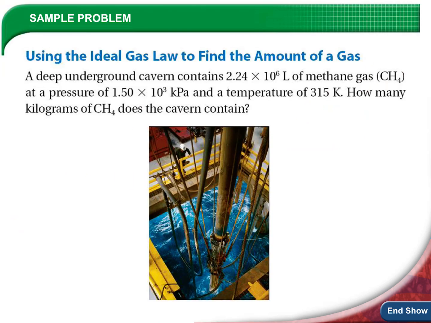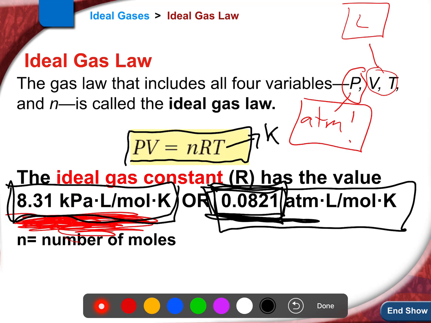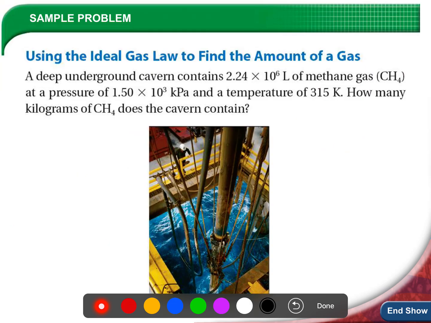So here is a typical question. A deep underground cavern has 2.24 million liters of methane, a pressure of 1.5 times 10 to the 3rd kilopascals, and a temperature of 315. How many kilograms does the cavern contain? Well, if you have kilopascals, like I said, we typically use atmospheres, but if you have kilopascals, you're going to use this constant over here to the left, 8.31.